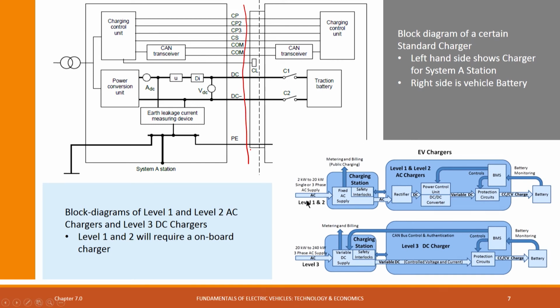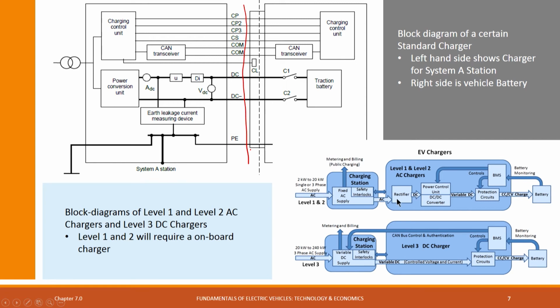This is showing the same level 1 and level 2 AC charger. This is an AC charger which will come in with 2 kilowatt to 20 kilowatt single phase or 3 phase AC supply. This is a fixed AC supply. It is simple: it does metering, billing and some safety interlocks, and then gives you out the same AC. Actually, in the AC charger, charging conversion is not done in this part. This is the public part. This is your private vehicle charger.